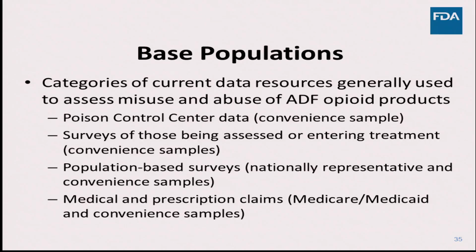So this slide shows 4 broad categories of some of the most common data resources in terms of where the base population comes from and how the base population is selected. And as you can see, most of these come from convenience samples of varying sizes, with the exception of some of the federal surveys. This slide doesn't include smaller regional or cohort studies, and nor does it include state-based information, such as PDMP or medical examiner data.